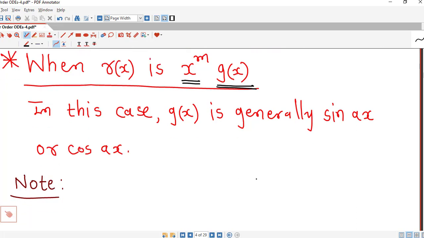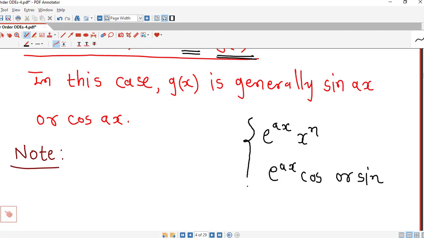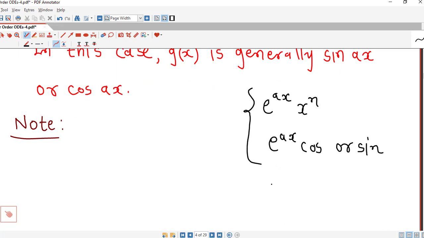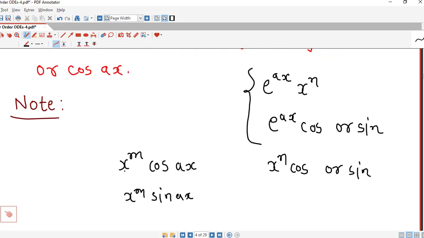Now we have seen in the previous lecture that if we have an exponential function in the product, an exponential function with a polynomial or an exponential function with either cosine or sine, then we have a formula for finding the particular integral. Now if we have a polynomial function and a cosine or sine function in the product, that is x raised to m into cos ax or x raised to m into sin ax, then how to find the particular integral, that we are going to discuss.